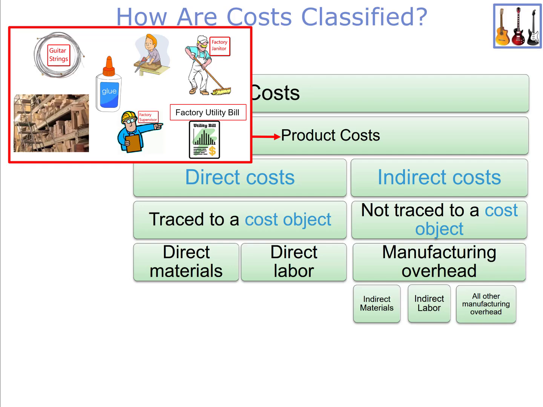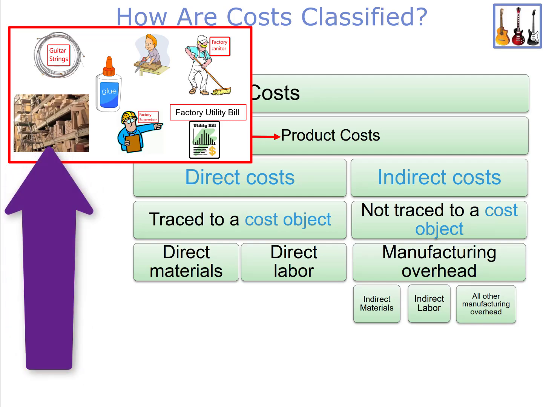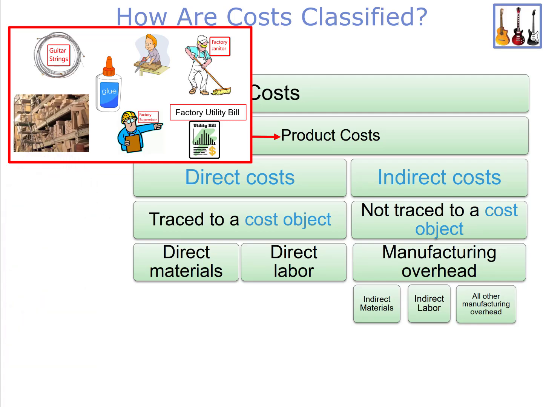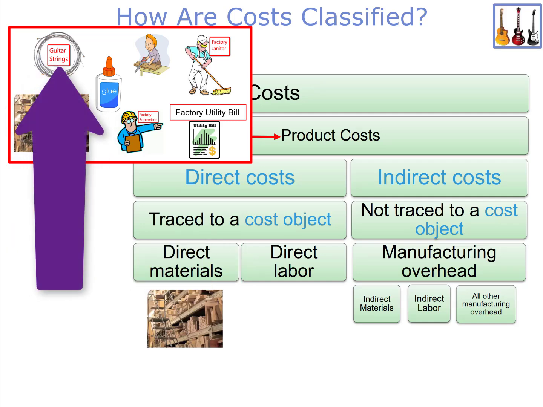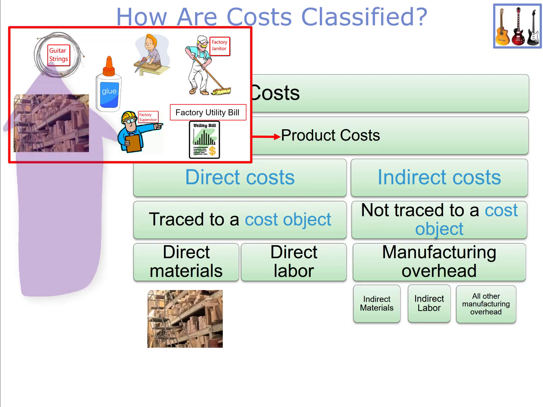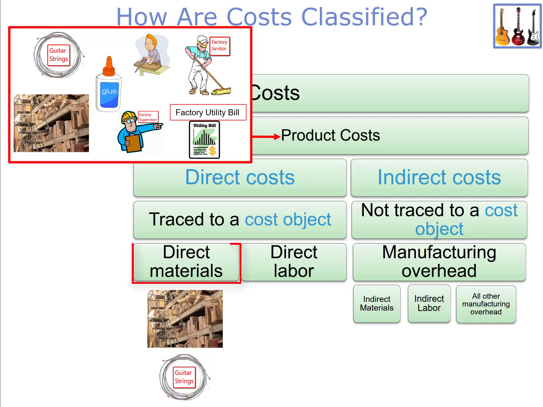Let's start with the cost of the wood. Can the cost of the wood be easily and cost-effectively traced to a certain guitar? Yes, this would be a direct cost and would further be classified as a direct material. How about the cost of the guitar strings? Can they be easily and cost-effectively traced to a certain guitar? Yes, we know what kind of strings were used for each guitar. This would be a direct cost and would further be classified as a direct material.